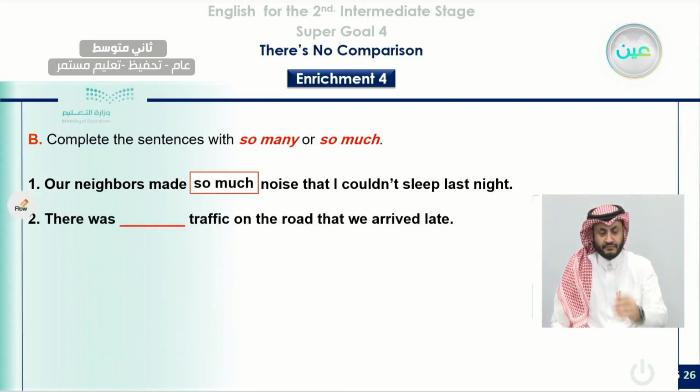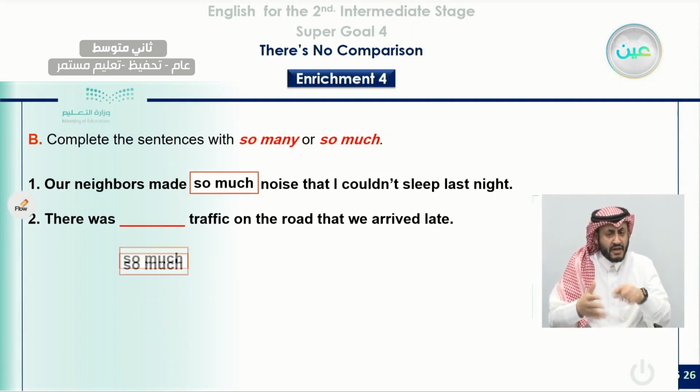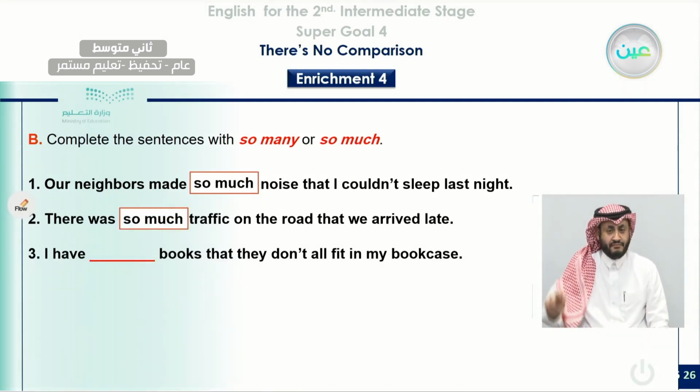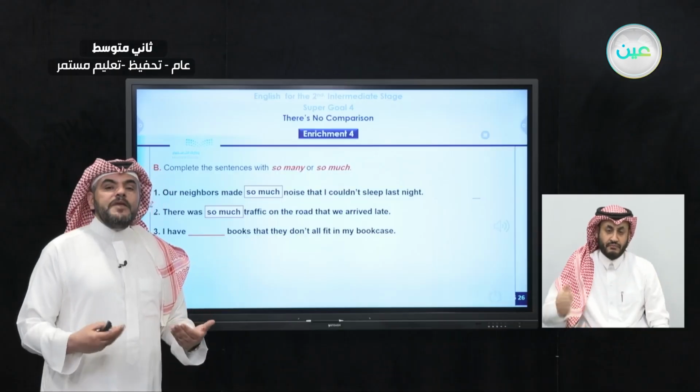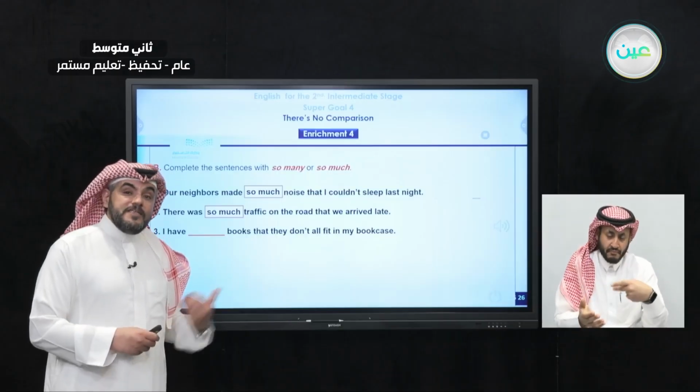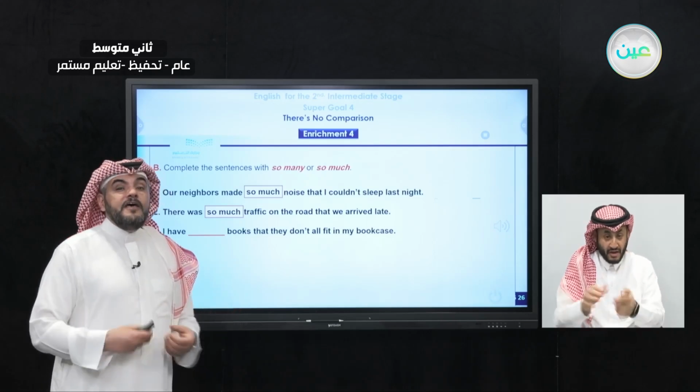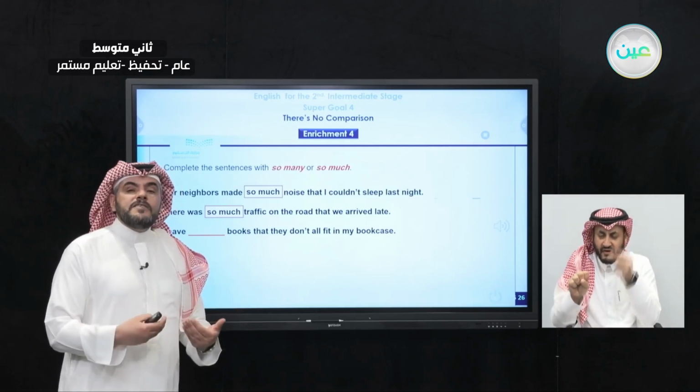There was traffic. Also traffic is uncountable. We cannot count the traffic, so we can say so much traffic. I have books. Can we say so many or so much? We can say so many, because books here with s, the s here indicates that this noun is a countable noun.